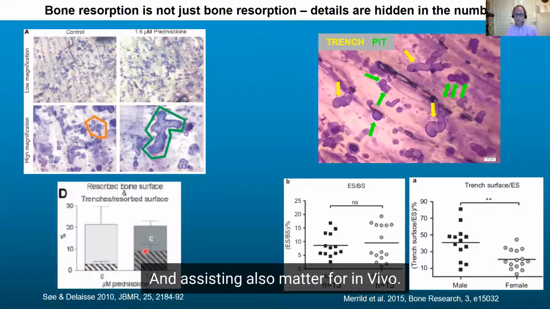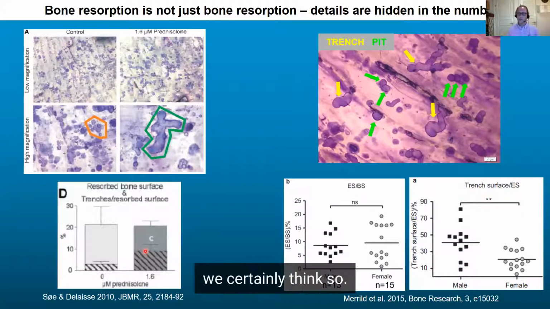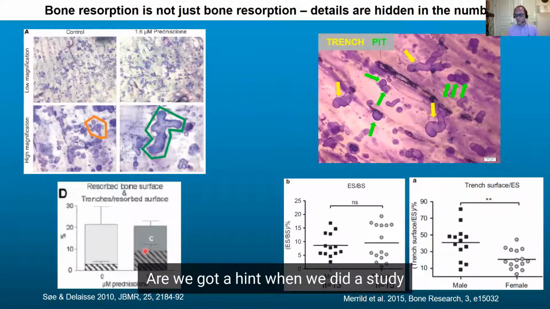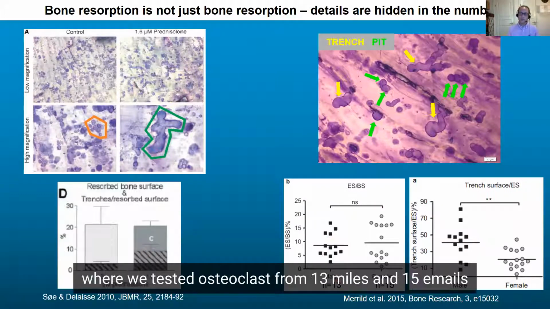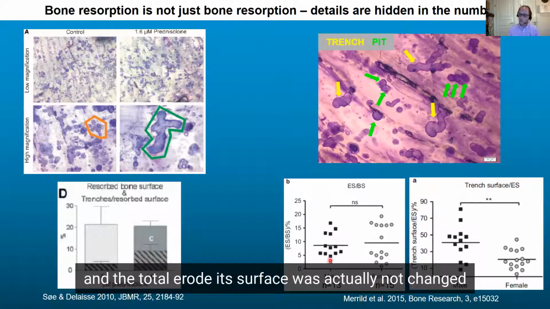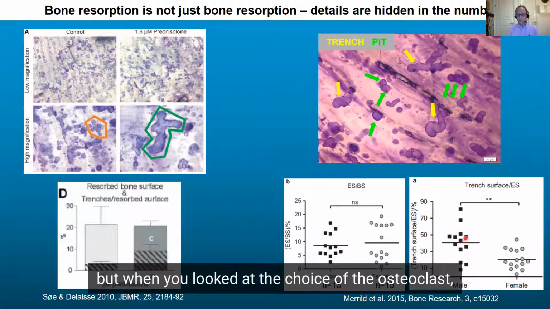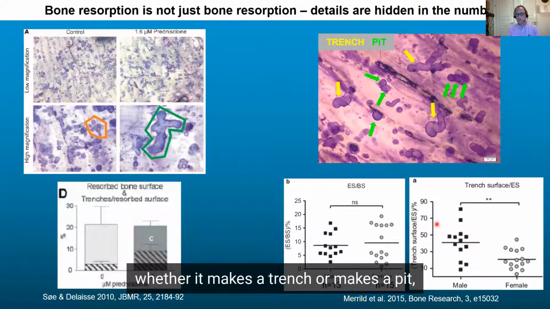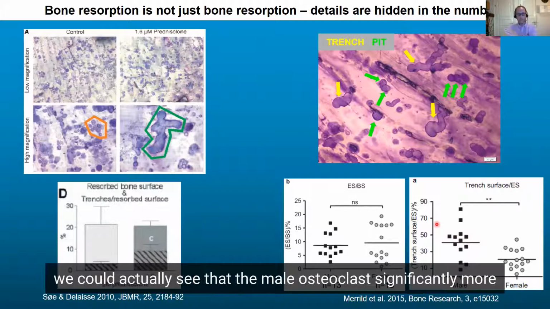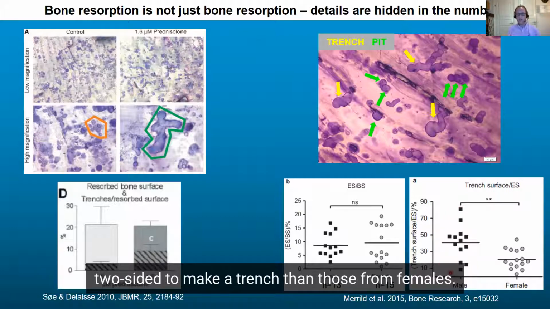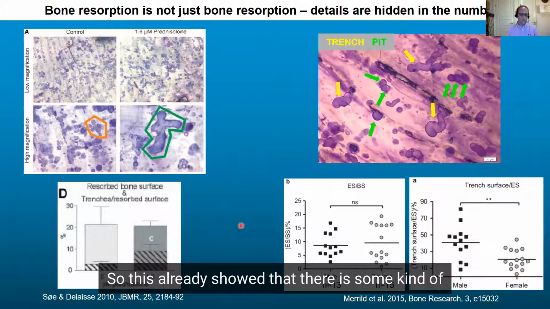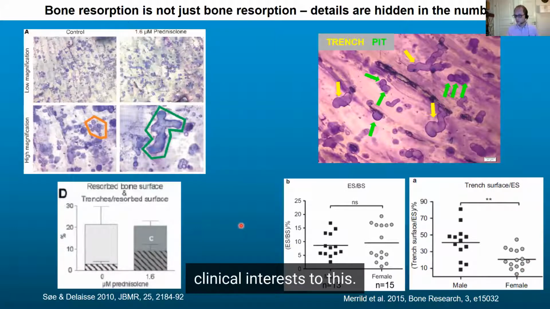And does this then also matter in vivo? Well, we certainly think so, and we got a hint when we did a study where we tested osteoclasts from 13 males and 15 females, and the total eroded surface was actually not changed when you looked at it. But when you looked at the choice of the osteoclast, whether it makes a trench or it makes a pit, we could actually see that the male osteoclasts significantly more decided to make a trench than those from females. So this already showed that there is some kind of clinical interest to this.